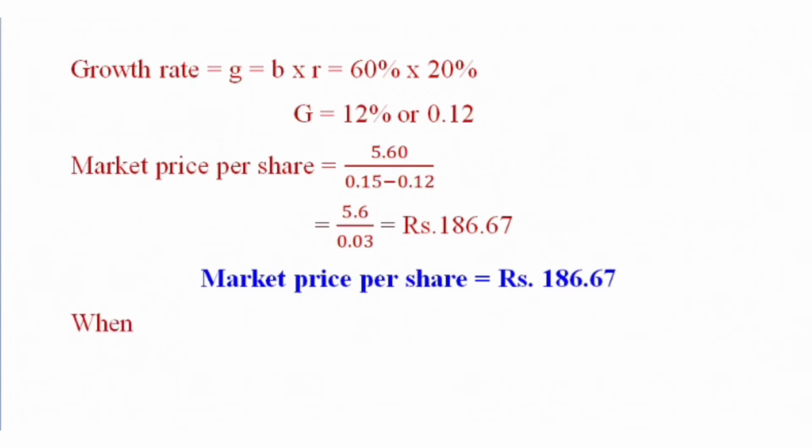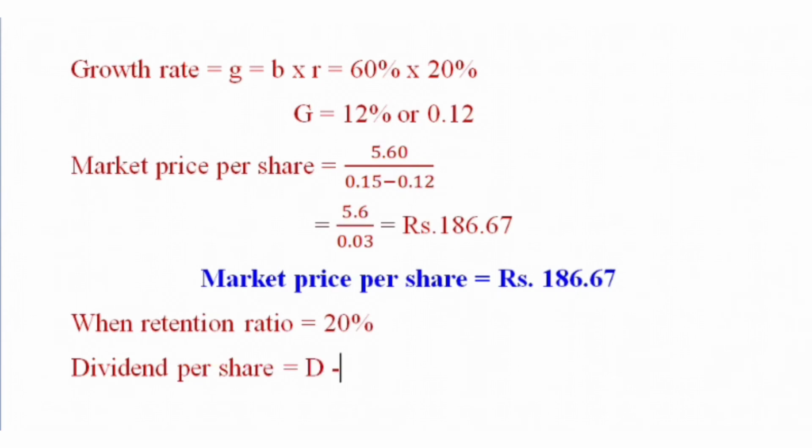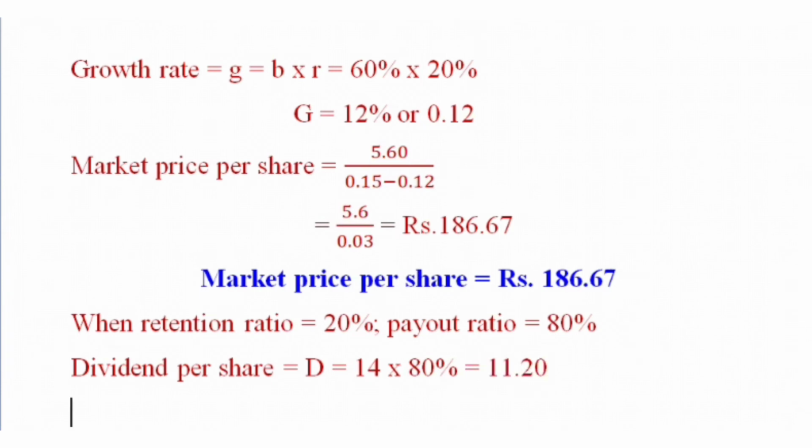Now we find the market price when the retention ratio is 20%. We already found two market prices, one for 40% and another for 60%. The final one is when the retention ratio is 20%. How will you find the dividend? EPS into payout ratio. If the retention ratio is 20%, the remaining portion of 100%, that is 80%, will be the payout ratio. So dividend per share equals 14 rupees into 80%, and you will get 11 rupees 20 paise as dividend per share.